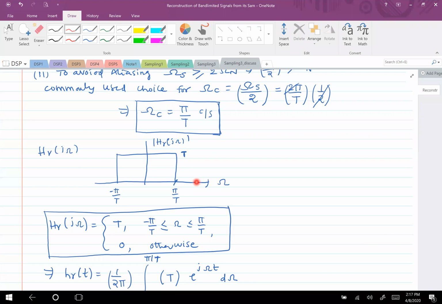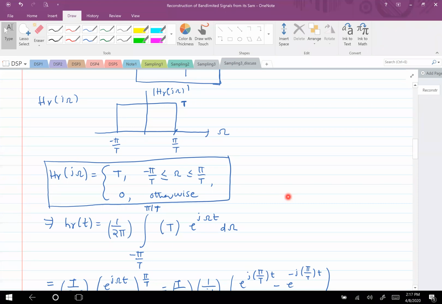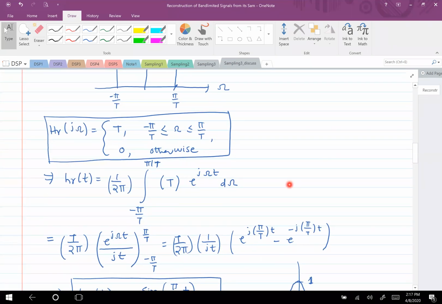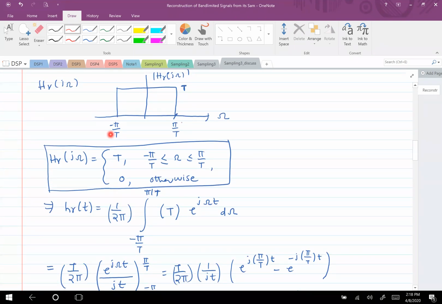Rect function. Good. So you have done the ideal low pass filtering exercise we have done for DTFT, but CTFT I'm sure you have done it earlier. Even if you have not done it, this has been done here. Very simple. 1 by 2 pi into integral over minus infinity to plus infinity. But this value is there from minus pi by 2 to plus pi by 2 only that you have taken. And then this HR of j omega is equal to T there.